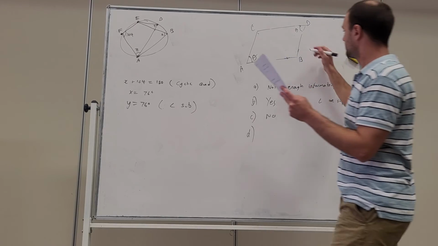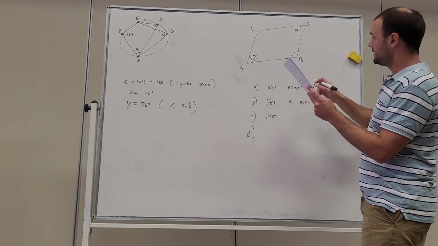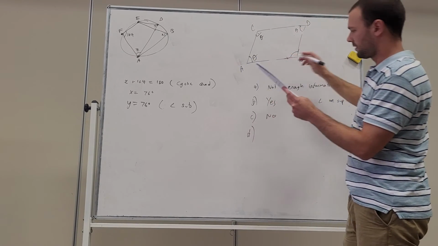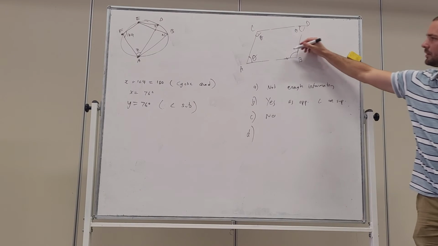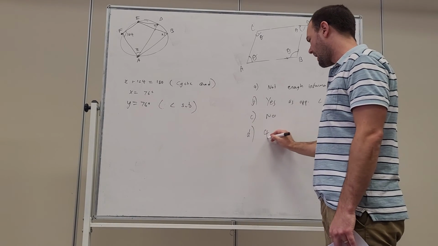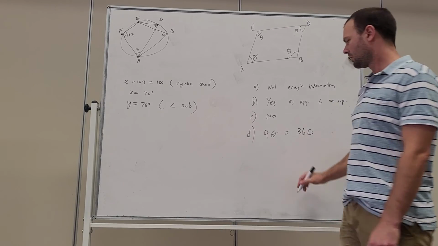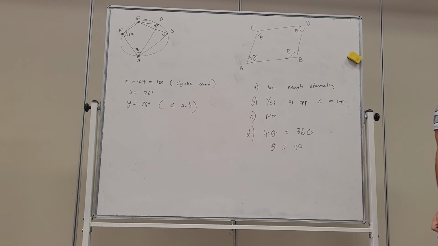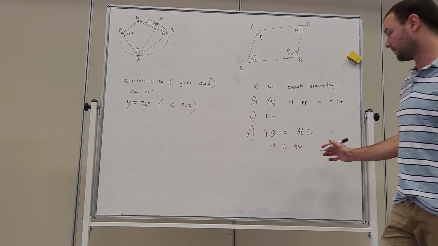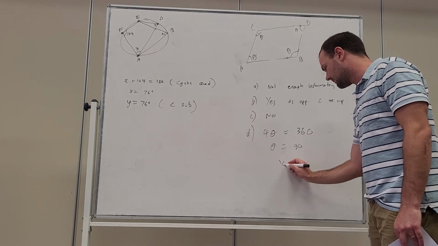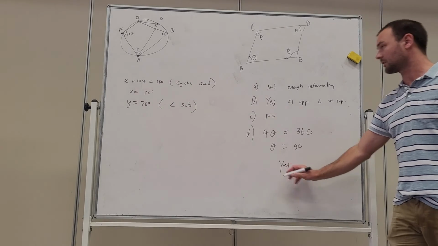D. Angle ABD equals angle BDC equals angle DCA equals angle CAB. All angles are equal. Now, it's obviously not drawn to scale, but we know all angles must add up to 360, which means all angles are 90, which means opposite angles are supplementary. So yes, this is a square, or it could be a rectangle. Again, opposite angles are going to be supplementary.